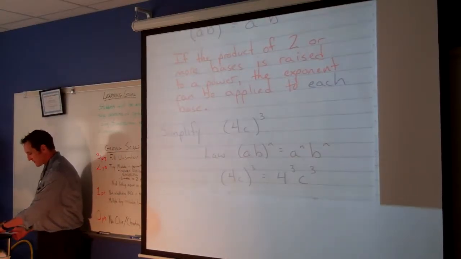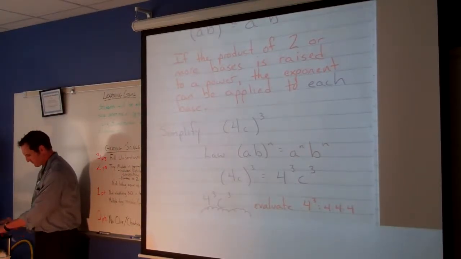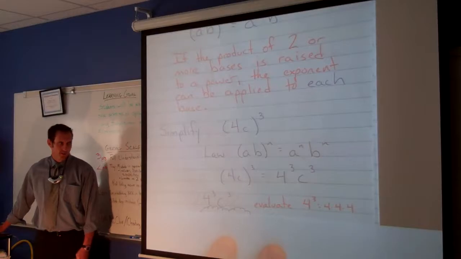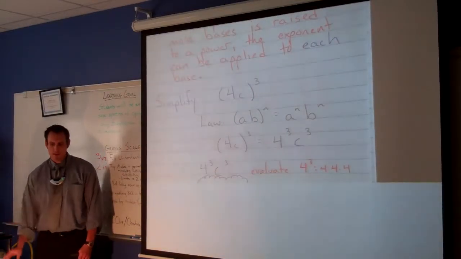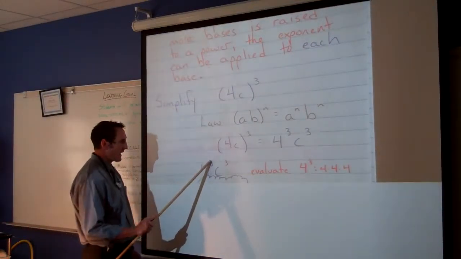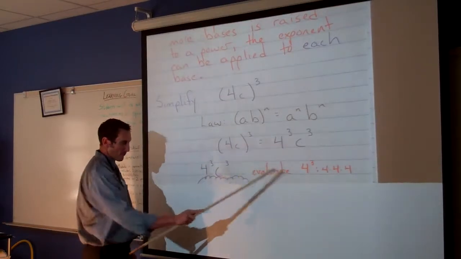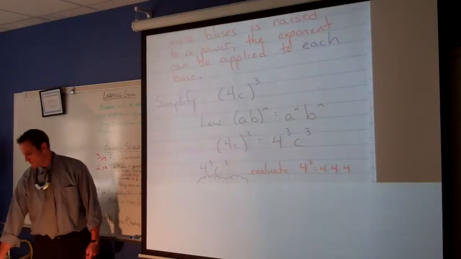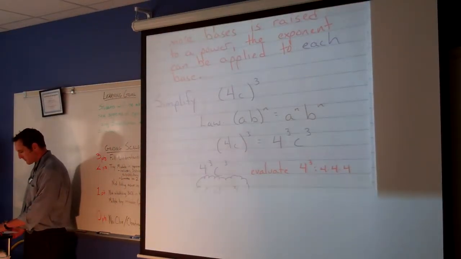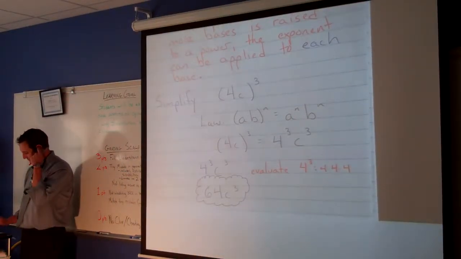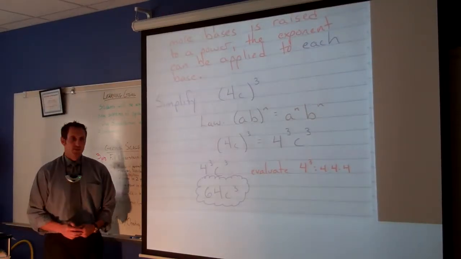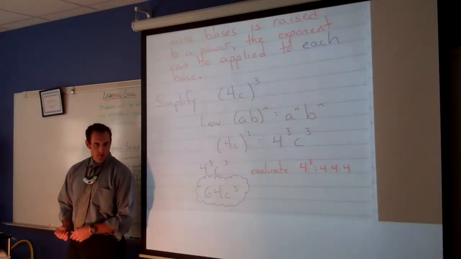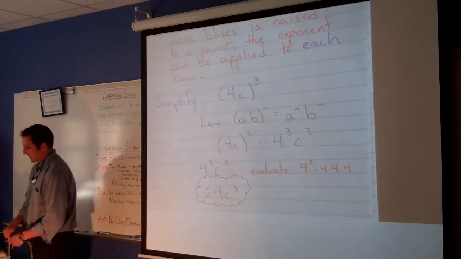Now what we have to do is consider, can we evaluate 4 to the 3rd power? Yes, we can. 4 to the 3rd power can be evaluated, right? 4 to the 3rd power is 4 times 4 times 4, which is 64. So you can simplify that expression. And that's the law of exponents dealing with a product being raised to a power.